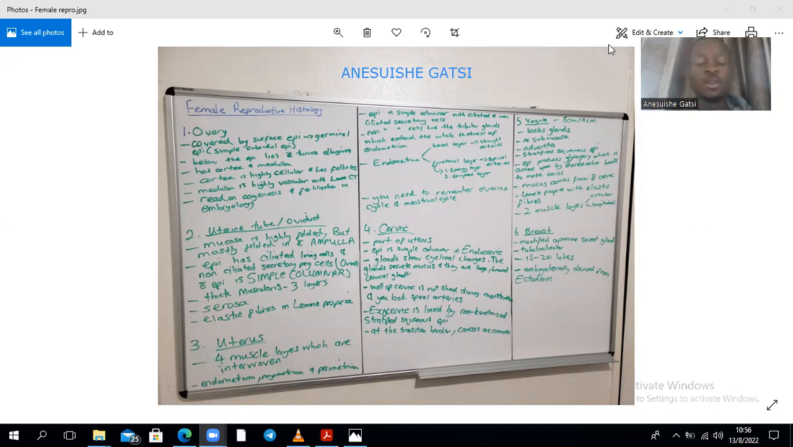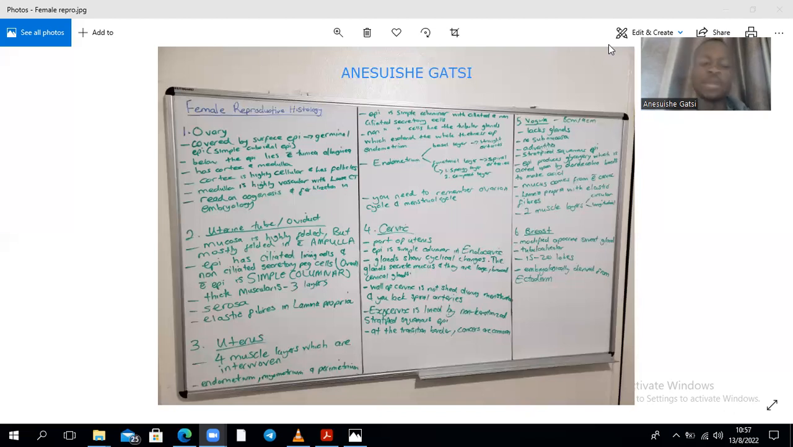If you look at the female reproductive system, we basically divide it into an internal and an external. For the purpose of this video, we're going to focus mostly on the internal. We're going to look at the ovary, then the uterine tubes, the uterus itself, the cervix, and the vagina. And I'm going to end by talking about the histology of the breast.